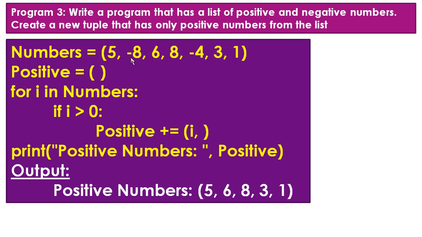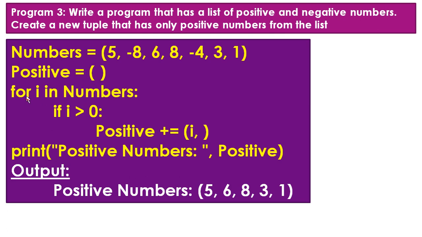Negative numbers are -8 and -4. By removing these two numbers, we get the result positive numbers as 5, 6, 8, 3, 1. This is the aim of the program. Once again I repeat, the aim of the program is we remove the negative integers from the tuple numbers. We are using another empty tuple, positive.